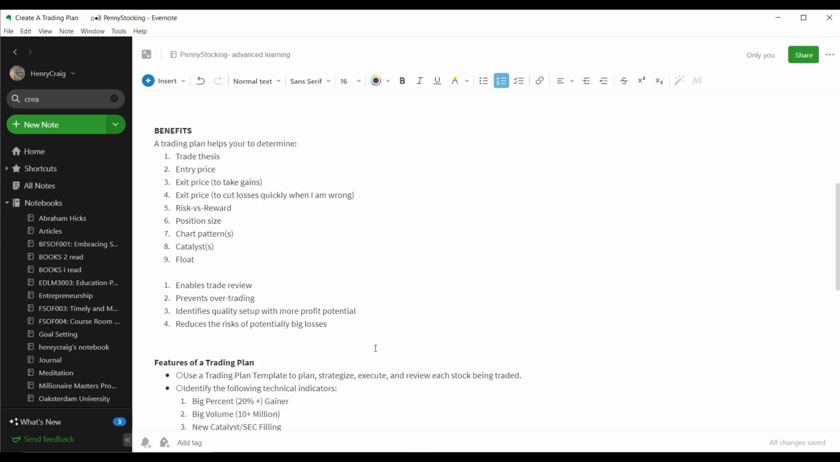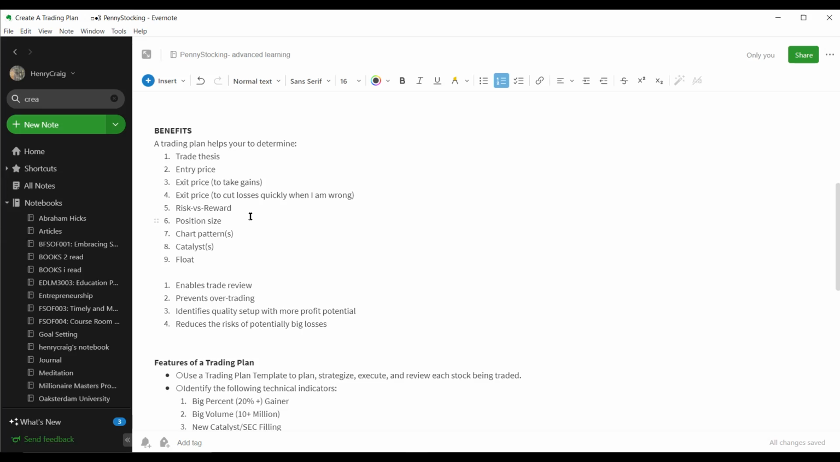You want to determine the entry price. You want to determine the exit price, and the exit price is twofold. It's what is my exit price when I want to take profit, and what is my exit price when I am wrong and I want to cut my losses to prevent further losses. Another parameter, risk versus reward. What is my risk versus reward?